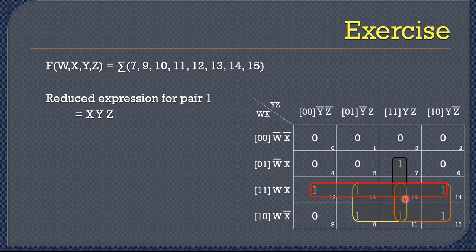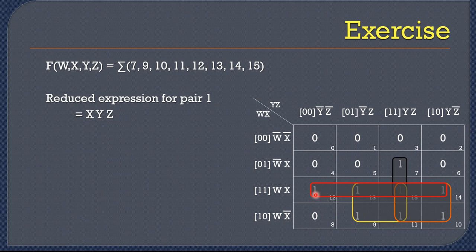Okay, so it is 7 and 15. So W dash, you can see W dash has been changing its state to W. Okay, so this W has been removed. X is same. Okay, and Y, Z is same for both the numbers. So you are going to take X, Y, Z, that is the reduced expression for pair 1.